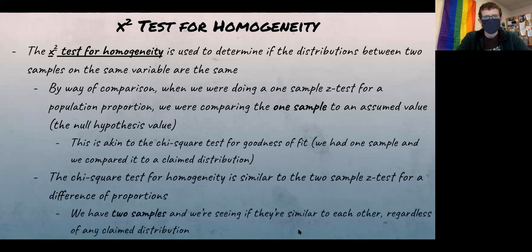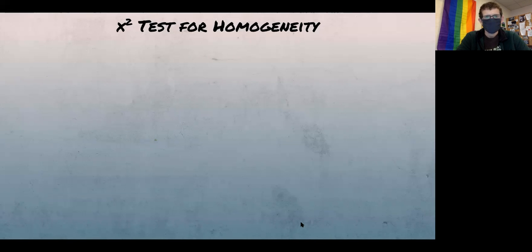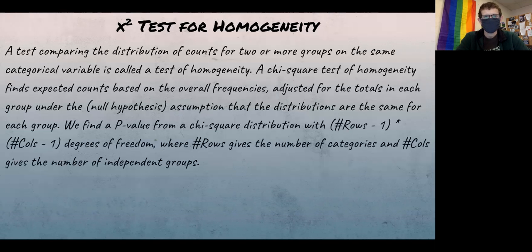Getting back to it, we're seeing if they're similar to each other, regardless of any claimed distribution. So again, by way of analogy, we're seeing what the chi-square test for homogeneity is all about. This is your definition from the textbook. It provides a little bit of scope for what this test is all about. I'm not planning on reading it, but right here, it finds expected counts based on the overall frequencies adjusted for the totals in each group, under the assumption that the distributions are the same for each group.